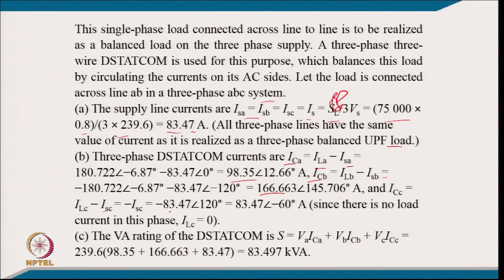So, that comes typically because there is no load on this, so it becomes minus of supply current only. So, it becomes minus 83.47 ampere at the angle of 120 degree or so. And the rating of the STATCOM will be S equal to the voltage multiplied by the current. So, it comes typically 83.497 kVA.